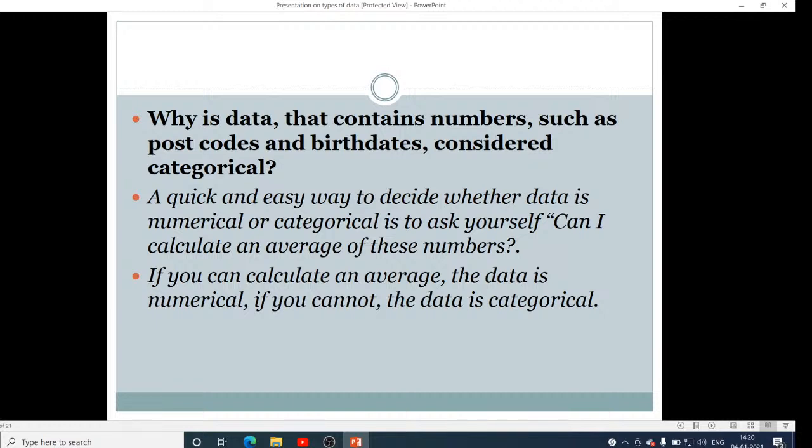Can we calculate the birth dates? No, we can just describe. We cannot calculate. That type of data is categorical. If you can calculate an average, that data is numerical. Monthly salary, how many pages you read of your favorite book, a person's height, weight. These types of data we can calculate, count and measure. This type of data is numerical. If you cannot calculate, the data is called categorical.